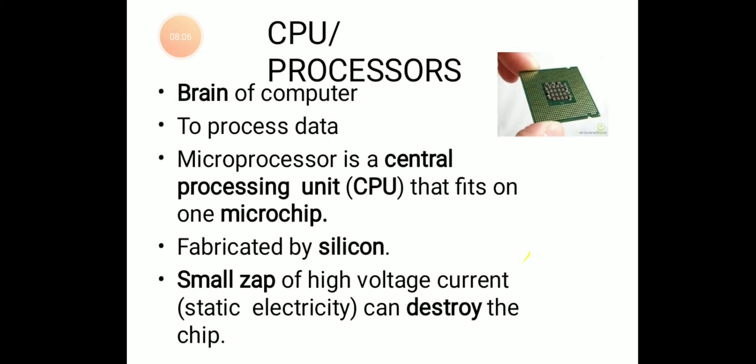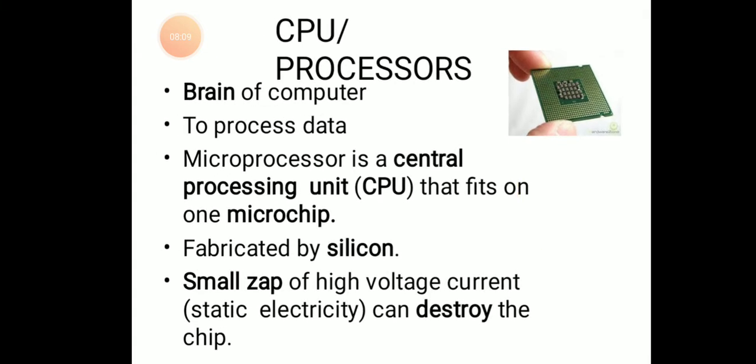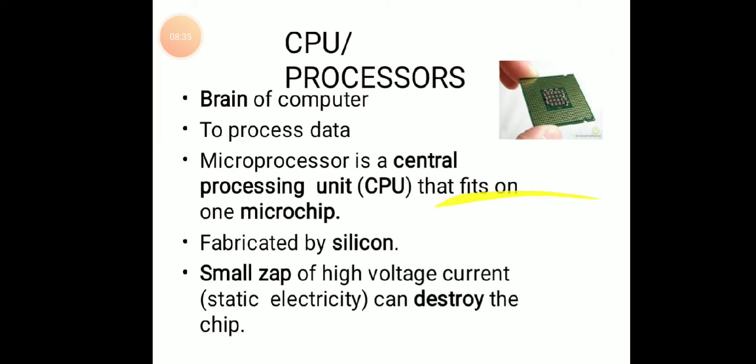Next we'll move on to one of the main parts, that is the CPU. It is the main heart of the computer. CPU, central processing unit or processor. It is the brain of the computer, you can say, to process data. A microprocessor is a central processing unit that fits on one microchip fabricated from silicon. A small jab of high voltage current can destroy the chip. If you use high voltage current, it will destroy that chip.